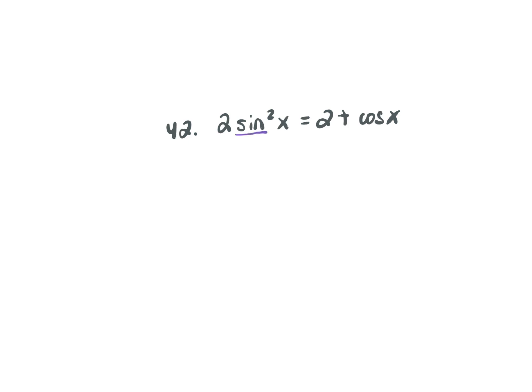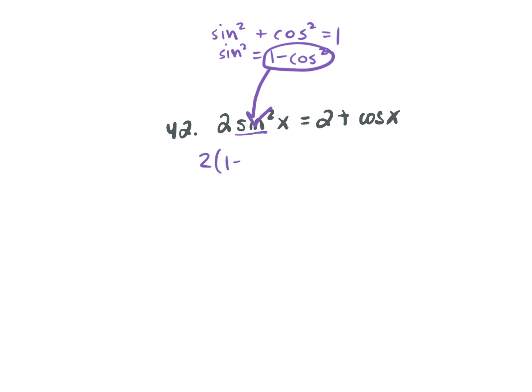So our trig identity that involves sine and cosine is sine squared plus cosine squared is equal to 1. So sine squared would be equal to 1 minus cosine squared when we move the cosine to the other side. So we're going to take 1 minus cosine squared and plug that into the sine squared. So we have 2 times 1 minus cosine squared is equal to 2 plus cosine. So we see that we have a cosine and a cosine squared, so we know that we're going to have to factor. So we want to get everything on one side, so it's equal to 0.